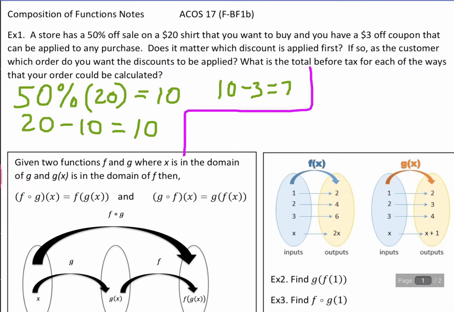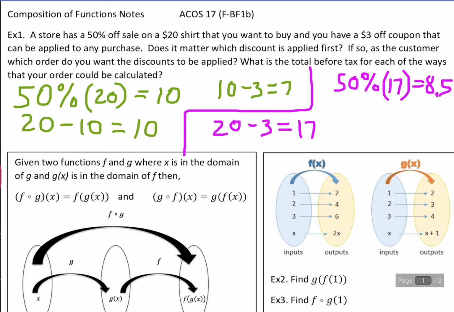All right, so now let's do it the other way. If we do $3 off first, 20 minus 3 gives us 17. And then if we do 50% off 17, multiply those together, you get 8.50. And so 17 minus 8.50 is 8.50.